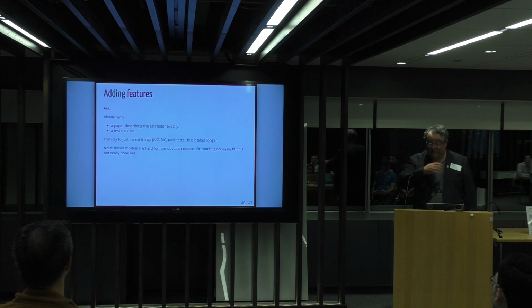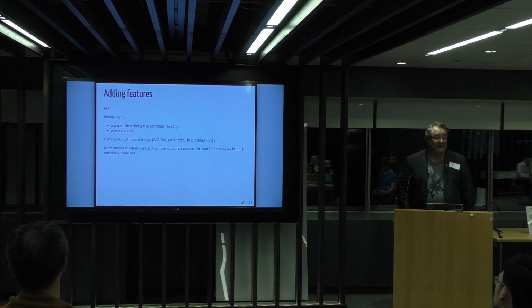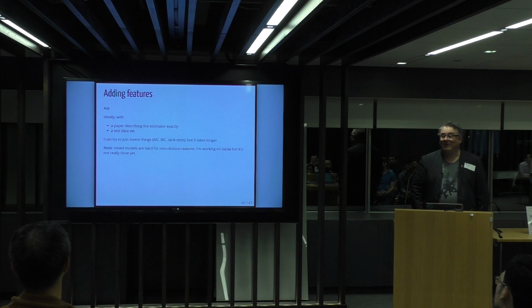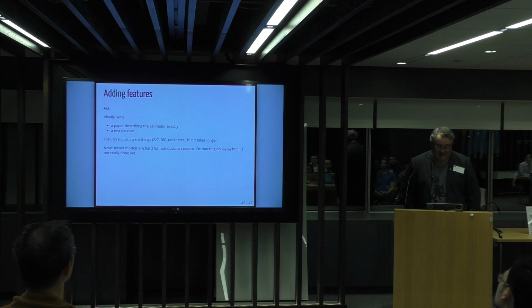Okay, so adding features. There are a lot of features in the package, but people keep wanting more, which is good. The best way to get features that you want added to the package is to ask for them, because I don't know what you want. I will add features that I think are interesting, but that might not be what you want. And ideally, ask with a published paper describing the estimator exactly, so I know what you're asking for, and a test data set so I can tell whether I've got it right.